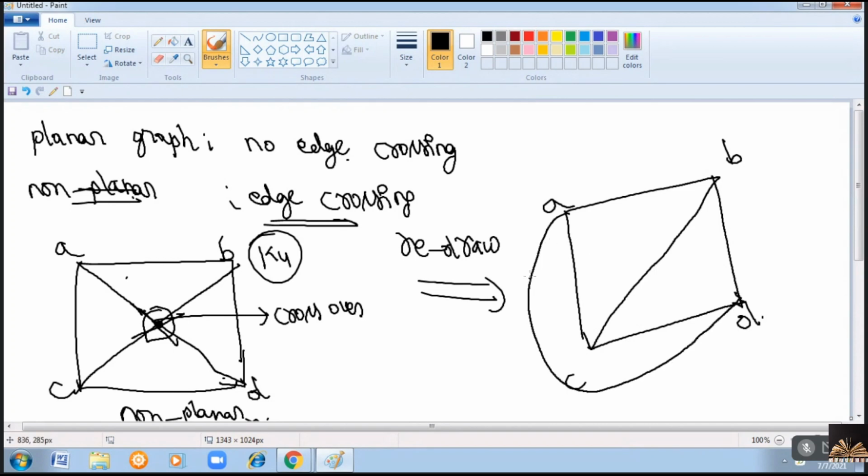So now this is the edge from A to D. When you draw this edge like this, do we have any crossovers? Is there any point where the edges are crossing each other? No, there are no edge crossings. Therefore, you can say that a complete graph K4 is a planar graph. Clear now? Is it clear now?